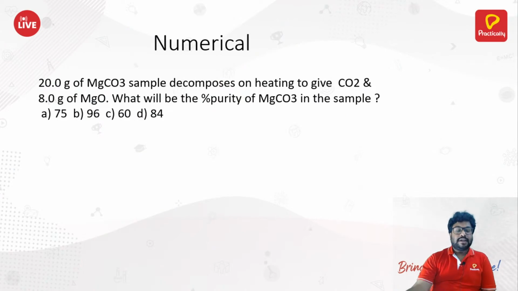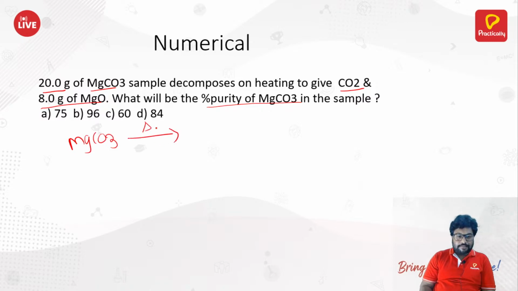This is the last one. Now 20 grams of MgCO3 sample decomposes on heating to give CO2 and 8 grams of MgO. What will be the percentage purity of MgCO3? Again, we need to write the balanced equation. MgCO3 on decomposition gives you MgO plus CO2.